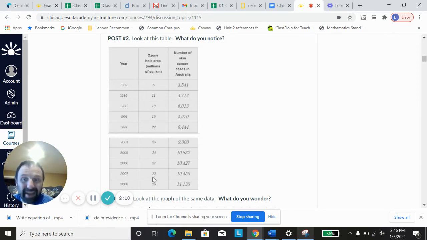which it sounds like is a bad thing, right? We don't want the hole because the ozone actually protects us. So a hole in it would keep us from being protected. And then we can see that the number of skin cancer cases in Australia has grown a lot, but at times it has also gone down a little bit in the last few years.